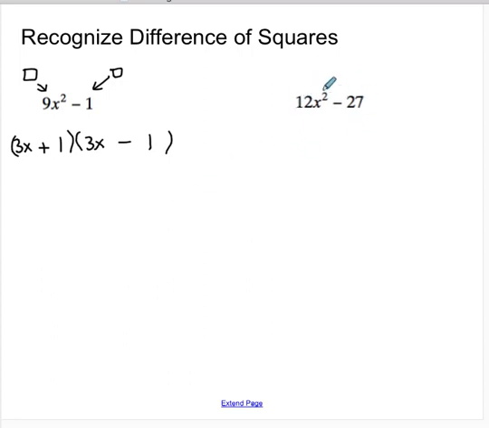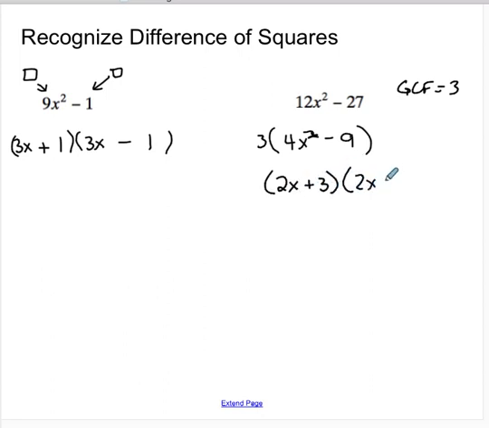Here it looks almost like a difference of squares, but 12 isn't a perfect square and 27 isn't a perfect square. But don't forget about that GCF. So here the GCF is 3, and once I do that, I get 4x squared minus 9. So now I've got a perfect square and a perfect square. So I can do 2x plus 3 and 2x minus 3, and that's all multiplied by the 3 on the outside.